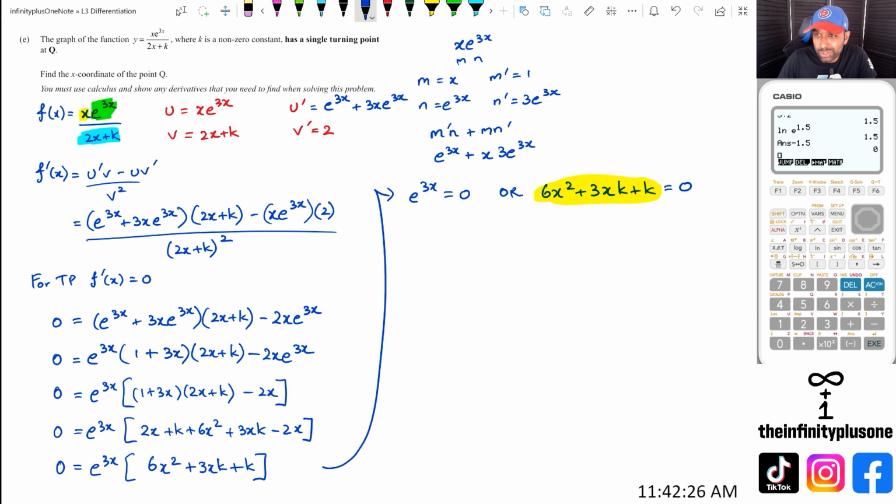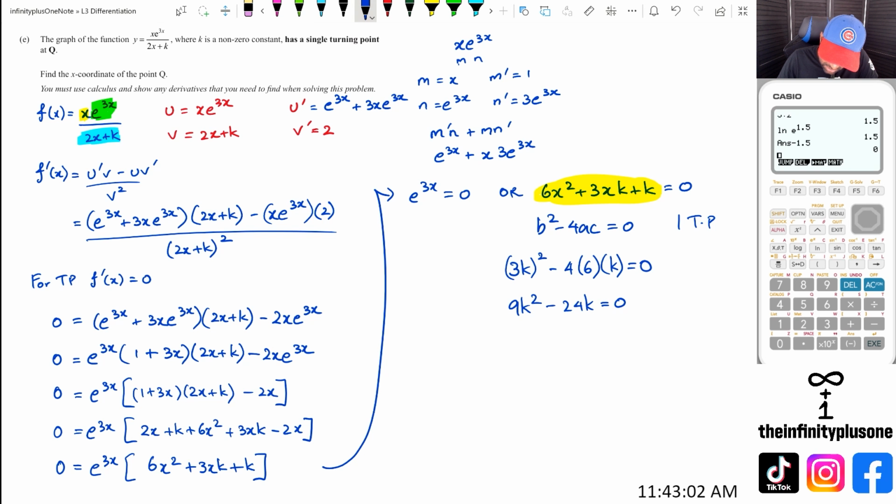If it only has one solution, and I hope you can see this, this is where we go b squared minus 4ac is equal to 0 for one turning point. So with that in mind, we've got 3k squared minus 4 times a, which is 6, times c, which is k, equals 0. So we're going to end up with 9k squared minus 24k equals 0. At this point, we can factorize this. So this is going to be 3k, and we get 3k minus 8 is equal to 0.